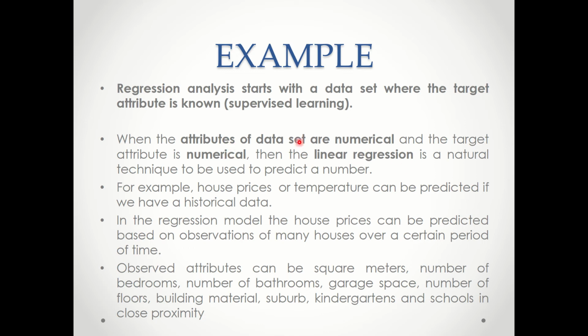If the attributes of the data are categorical or discrete, we can go for logistic regression. So there are two different types of regression. One is linear regression, which uses a straight line, and another one is logistic regression, which uses a parabola or a curved line.